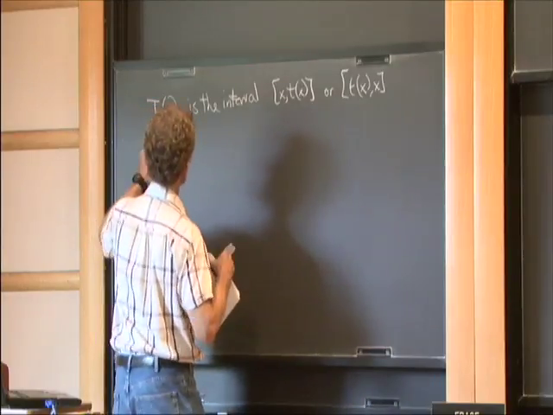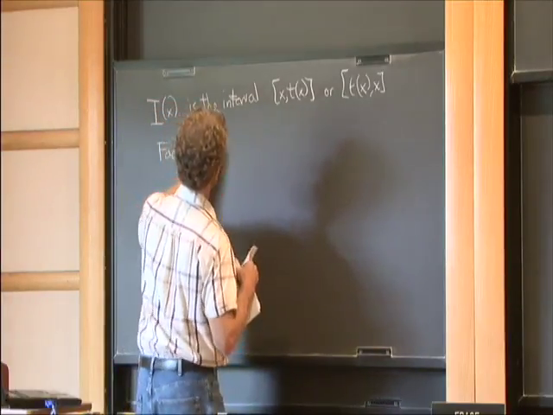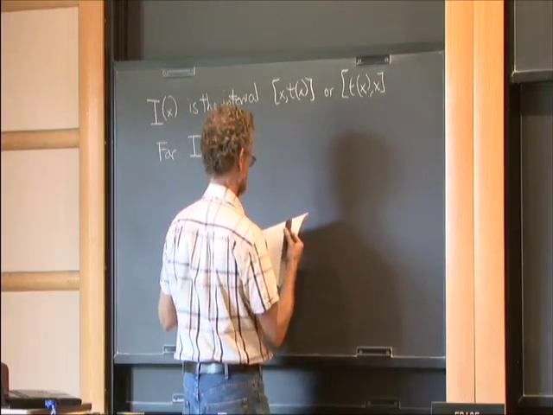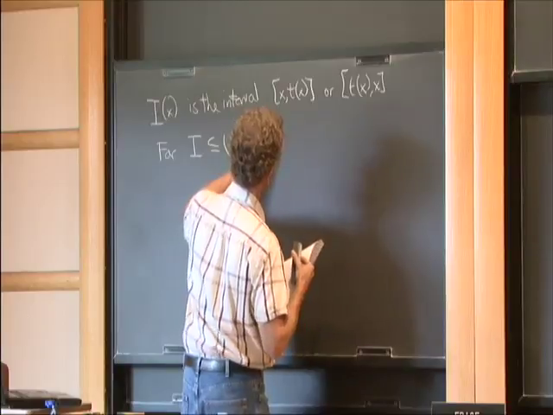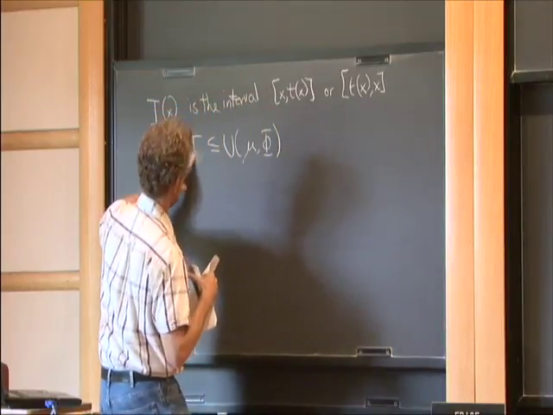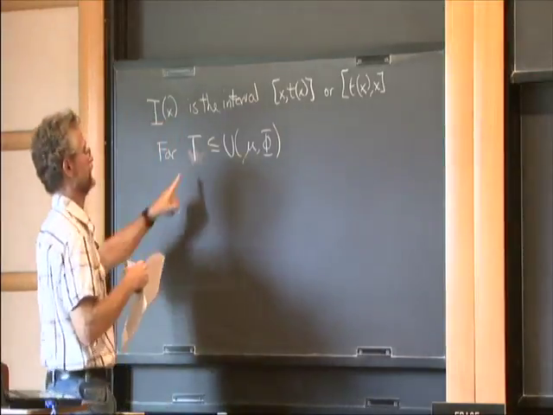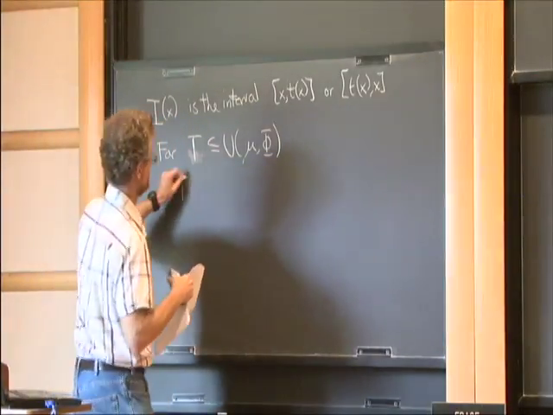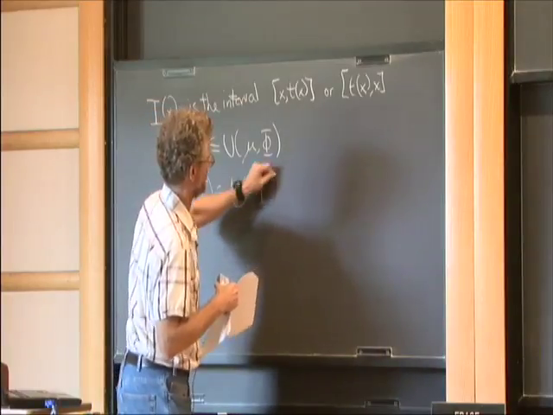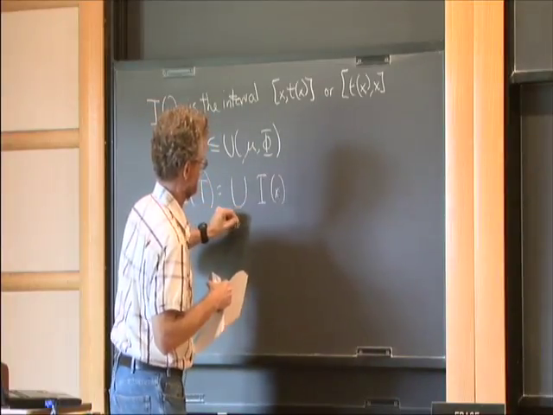And for T contained in U of U V, sorry, that's not, that should be a T. So for T a subset of this, I of T is just the union of all the intervals I of X, X in T.